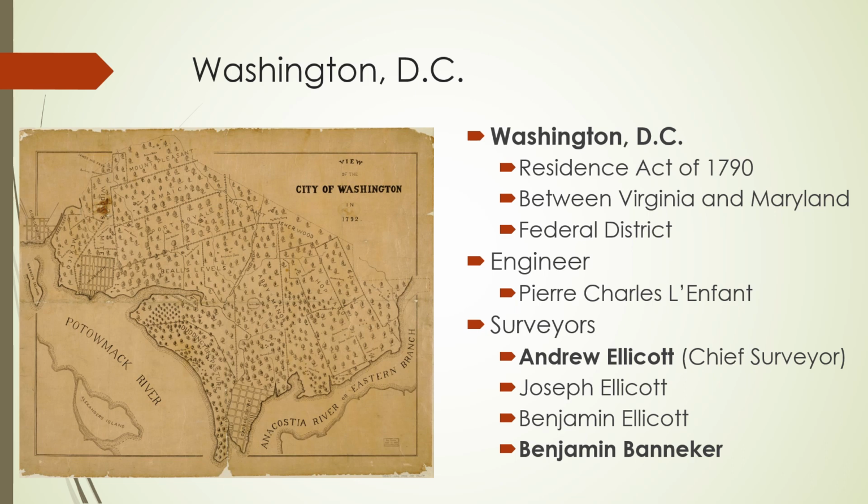And it's not necessarily that he's more important than Andrew or Joseph or Benjamin Ellicott, but he is interesting to point out in the bigger picture of American history because he is a black man. So Benjamin Banneker was a black man who was one of the surveyors. He was an outstanding astronomer. He had an exceptionally good knowledge of reading the stars and the moon and things like that. And so he would publish almanacs that would help predict the weather. And he was very intelligent.